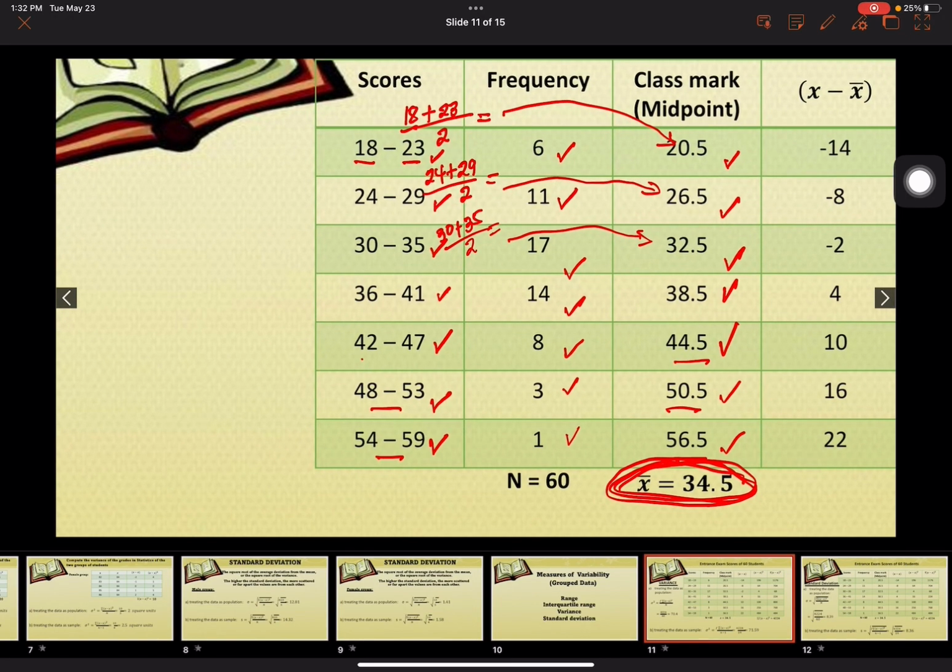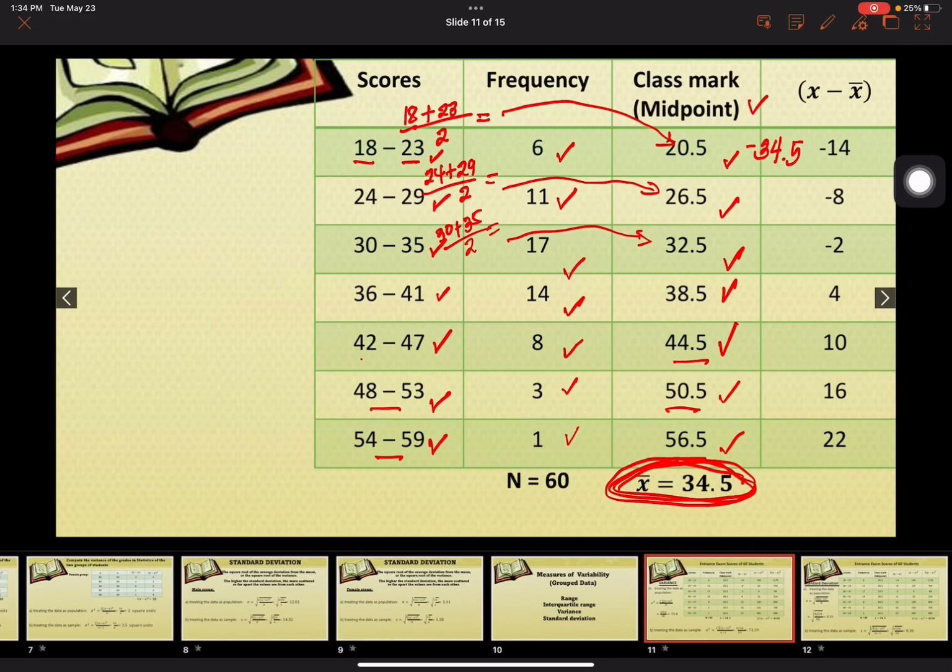So, ito yung class mark at midpoint natin. I-minus natin dyan yung 34.5. So, from the class mark or midpoint, we will subtract the mean. Mean is given. Pag hindi binigay, ulitin ko, kailangan mong kunin. So, 26.5 minus 34.5, magiging negative 8. Then, 32.5 minus 34.5, sagot is negative 2, and so on. So, 4, 10, 16, and 22 yung magiging answer.